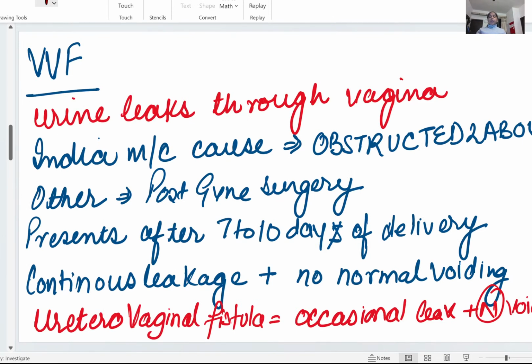Now what are fistulas? Fistulas are a communication between two tracts. If the urine leaks through the vagina, then it is known as vesicovaginal fistula, a communication between the urinary tract and the genital tract. What is the most common cause of VVF in India? It is obstructed labor.